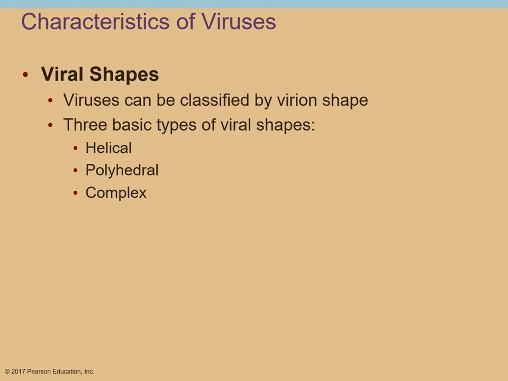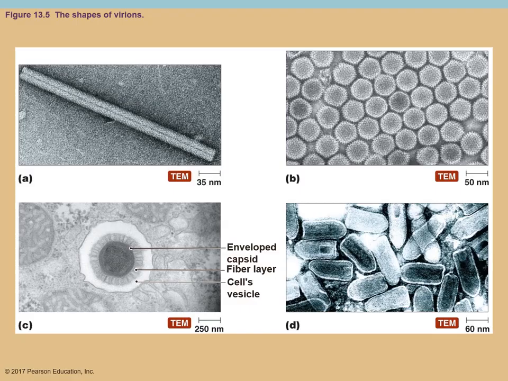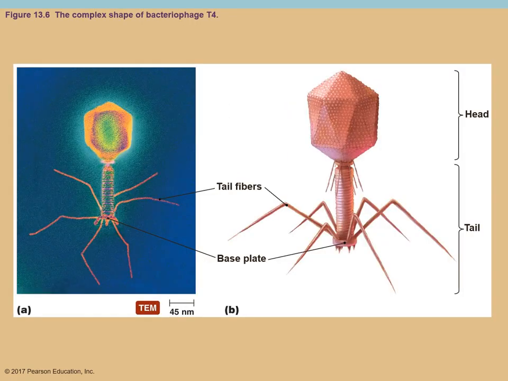The shape of the viruses, there are three basic shapes that they fall into: helical, polyhedral, and complex. So you see some examples of them. Here's a complex one. This is a very well-studied virus, a bacteriophage. Phage means virus. So this is particularly a virus that will infect a bacteria. There are several different groups within this. We call them a T2, a T4, a T6, etc.